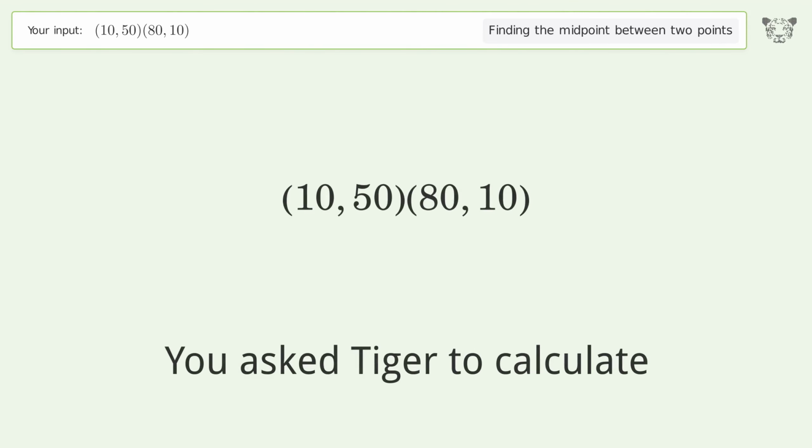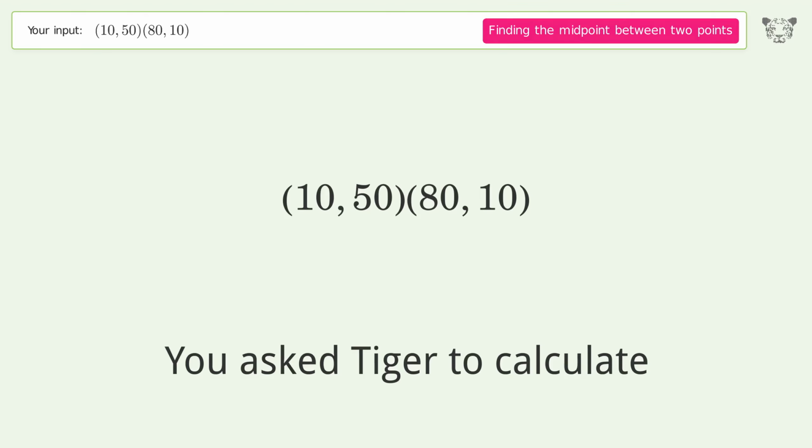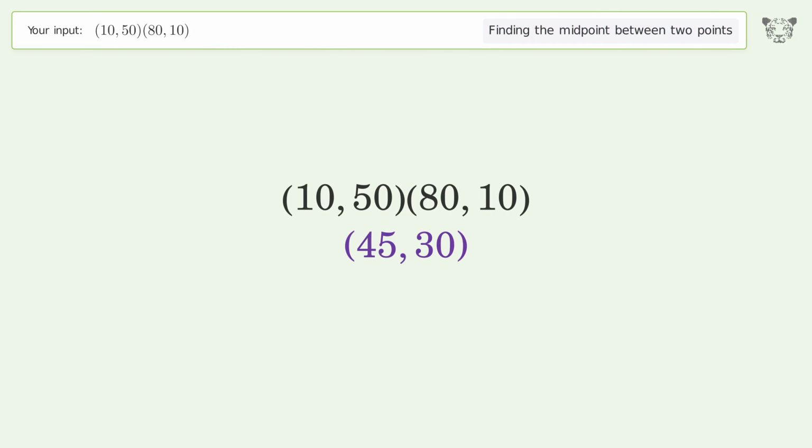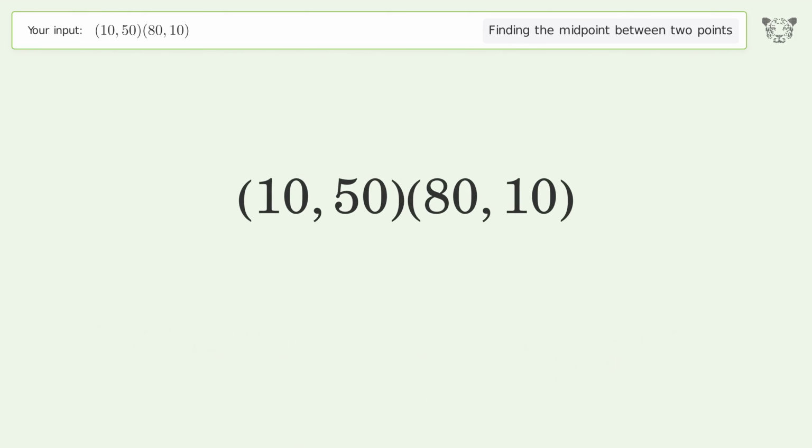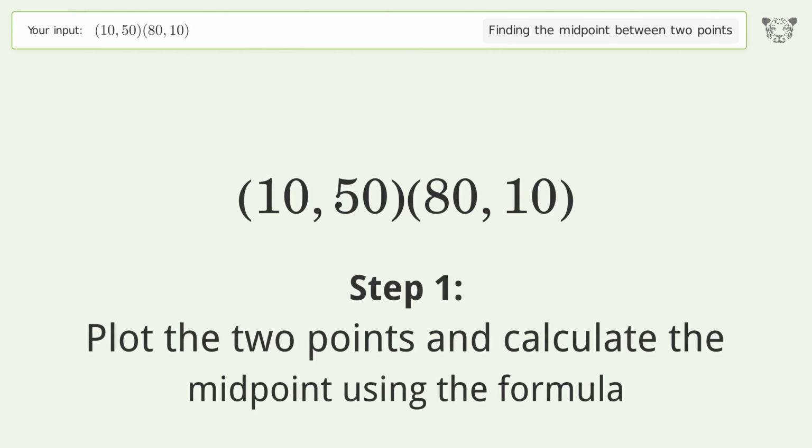You ask Tiger to calculate. This deals with finding the midpoint between 2 points. The midpoint between the 2 points is 45, 30. Let's solve it step by step. Plot the 2 points and calculate the midpoint using the formula.